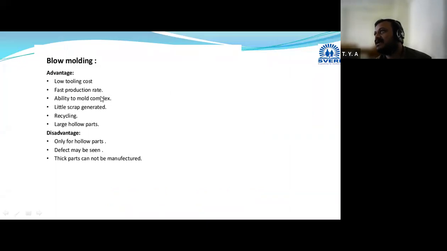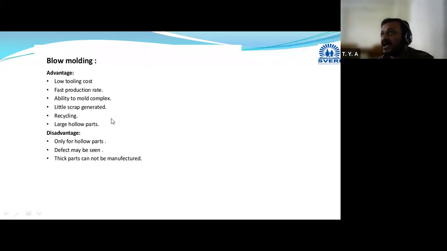Now these are some advantages and disadvantages. There's a low tooling cost and fast production rate. Then the ability to mold complex parts also. Very little scrap will be there. Scrap will be very little. Now here, compare the scrap generation of injection blow molding and extrusion blow molding. In extrusion blow molding process, scrap will be more. Scrap means wastage.